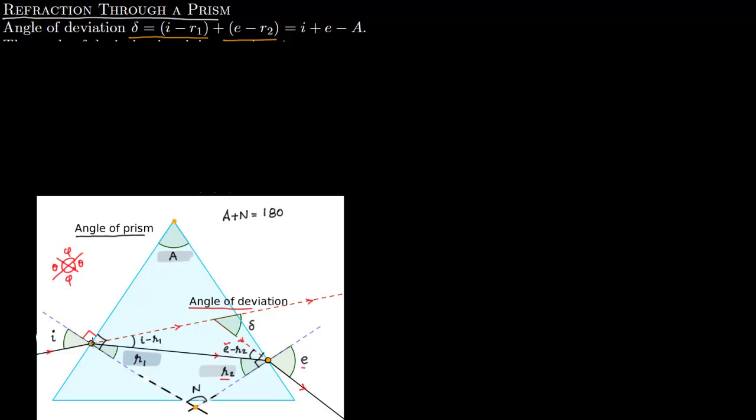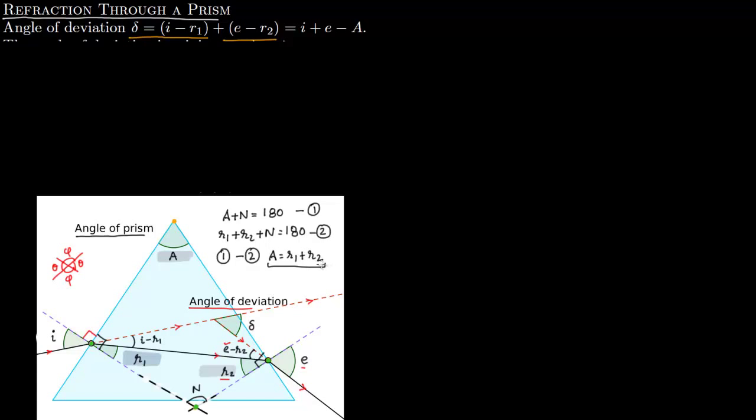Now we focus on this small triangle. I'm marking its 3 vertices in green. You have R1 plus R2 plus N is 180 degrees. So this is equation 1, this is equation 2. From 1 you subtract 2 and this will give you A is equal to R1 plus R2, and this we will use later.